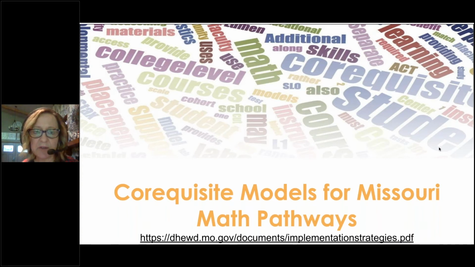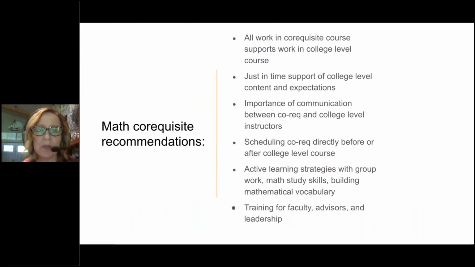So let's take a look at the next slide. Yeah, so really, I think some things to remember about this, and that I've tried to keep in mind in terms of the project, is that everything that is done in the co-requisite course is done to support the college level course. That is our main objective for the student to pass the college level course. We provide just-in-time support to those students. The communication between the co-requisite and the college level instructor is so important.